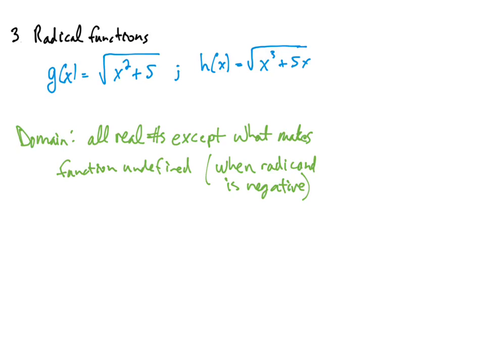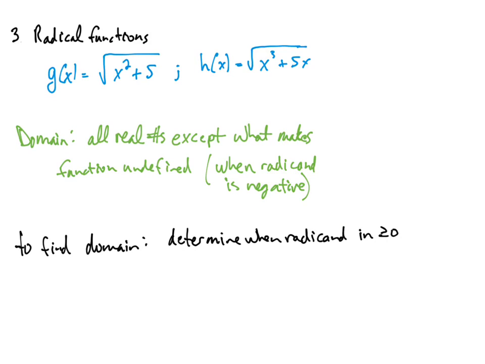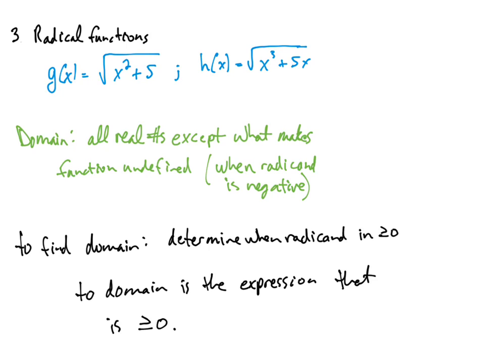So how do we go about finding this? The easiest way is to find out when the radicand is greater than or equal to 0. So the domain is this expression, the expression that is greater than or equal to 0.